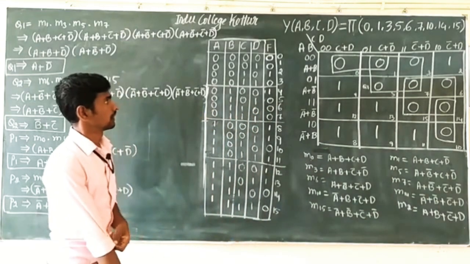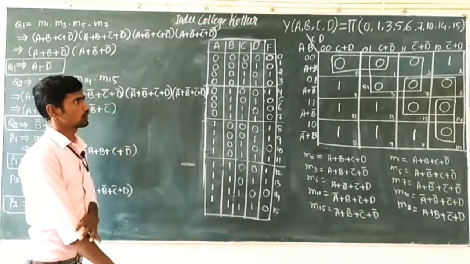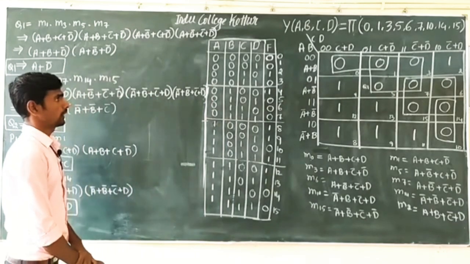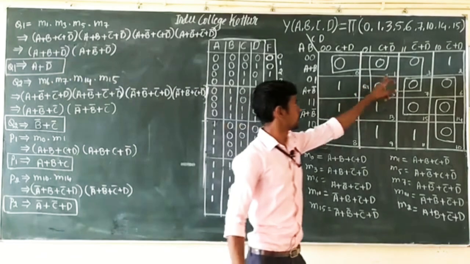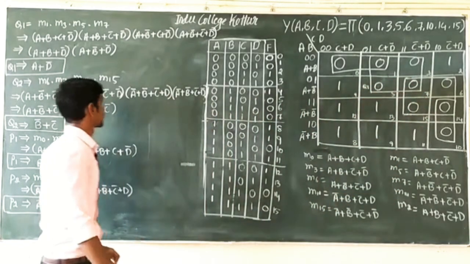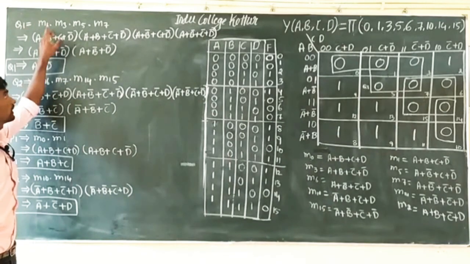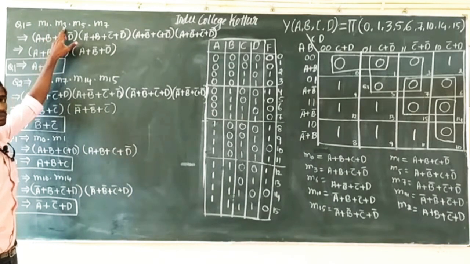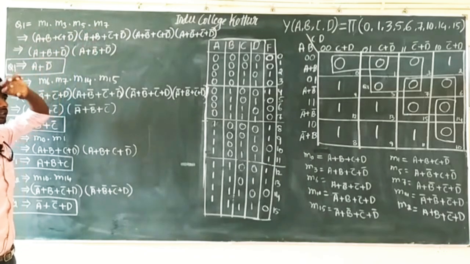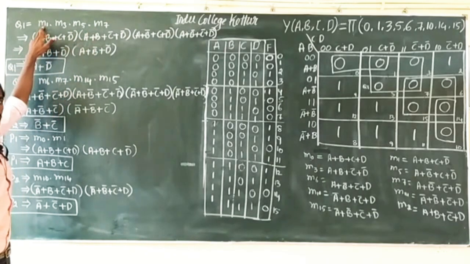Next, we have to solve the quad 1. Here is quad 1. Quad 1 is M1 plus M3 plus M5 plus M7. Here quad 1 is M1 into M3 into M5 into M7. Next, we just have to enter the M1 values.